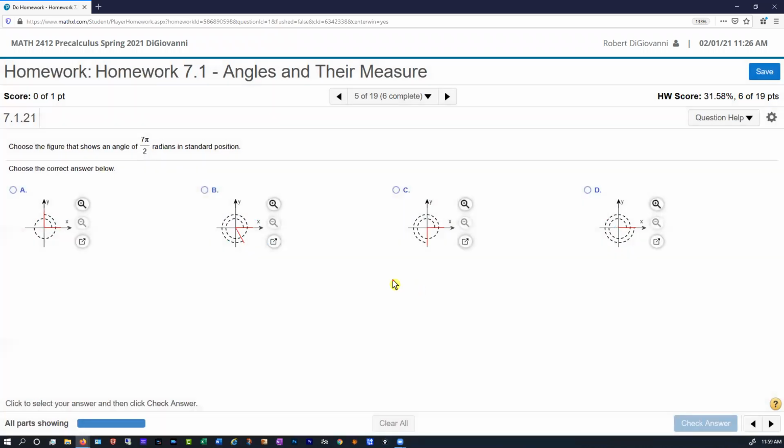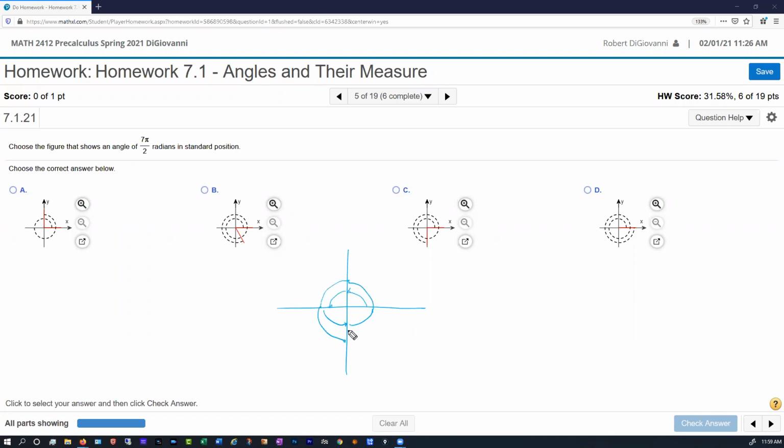Okay, 7 pi over 2. So we've already counted by pi over 2 already. This is 7 of them. So I'm going to do 7 90-degree jumps. 1, 2, 3, 4, 5, 6, 7.